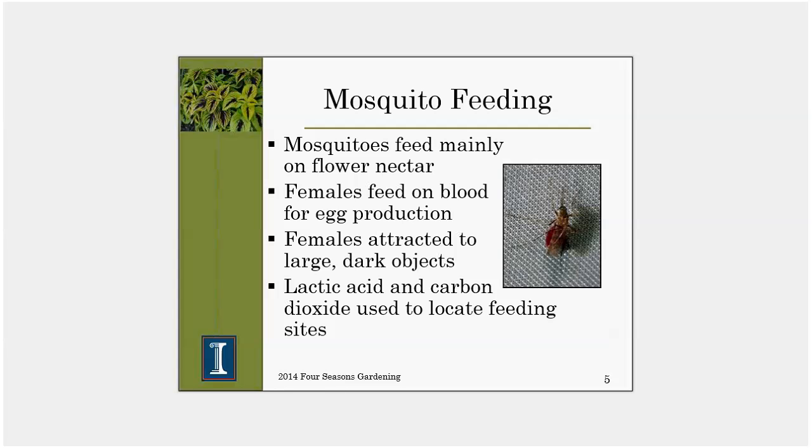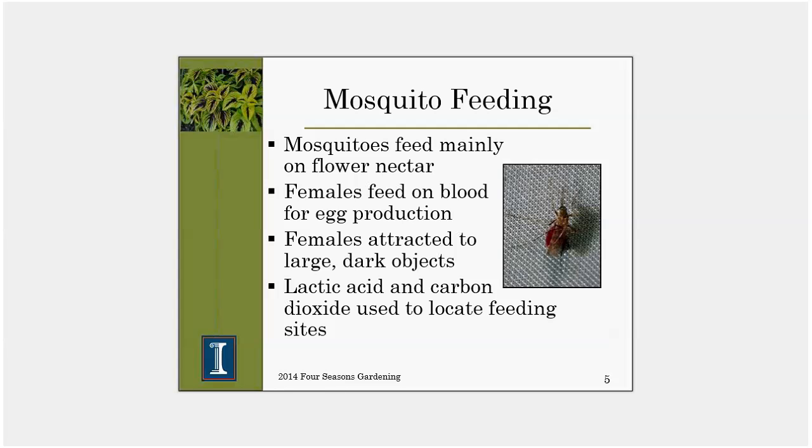So one easy way to avoid being bitten by mosquitoes, or being less attractive to mosquitoes at least, is to wear light colored clothing. This will reduce the attractiveness. And as they get closer to us, they pick up on lactic acid and carbon dioxide to locate a place where they want to drill for blood. So they land on us and drill for blood, or on other mammals and birds and reptiles and so on.